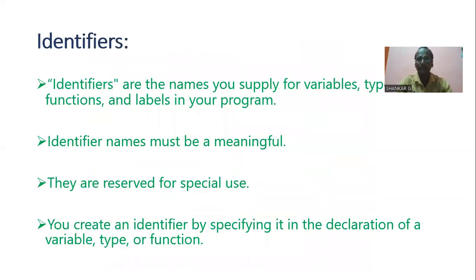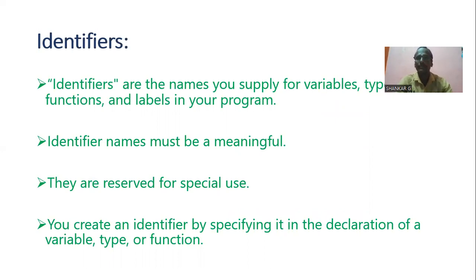Next, let us see identifiers. The definition of identifiers is: identifiers are the names you supply for the variables, types, functions, and labels in your programs. So generally, whatever names are in our program, whether it is a variable name, function name, array name, structure name, union name, or label name, whatever name has been defined by the programmer, we can say all are identifiers.